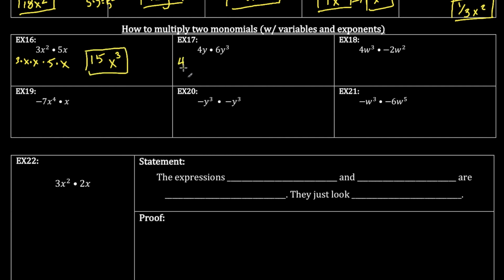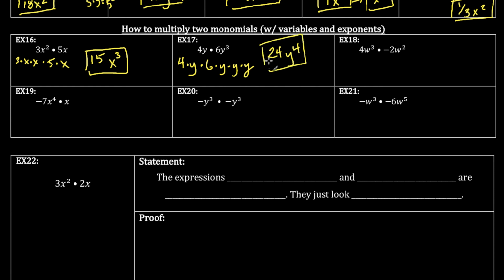If you want to write it out, we can write it out. I can expand it. Times 6 times y times y times y. Remember, string of multiplication, any order. 4 times 6 is 24. I'll write that a little differently. 24. And y times y times y times y is y to the 4th.